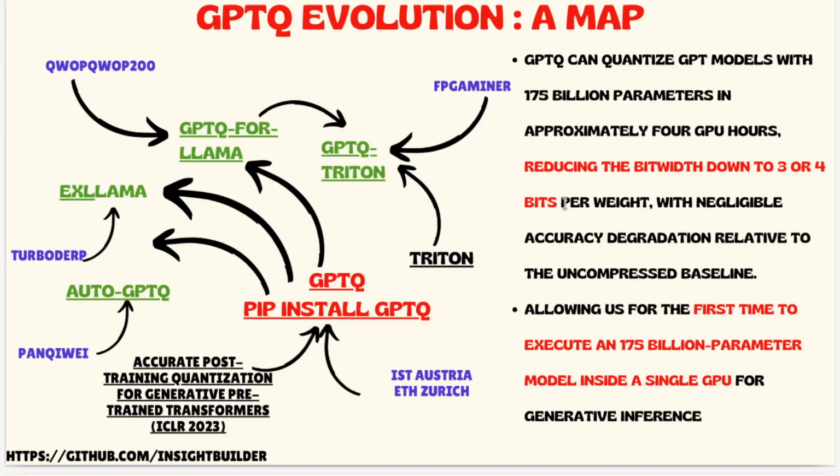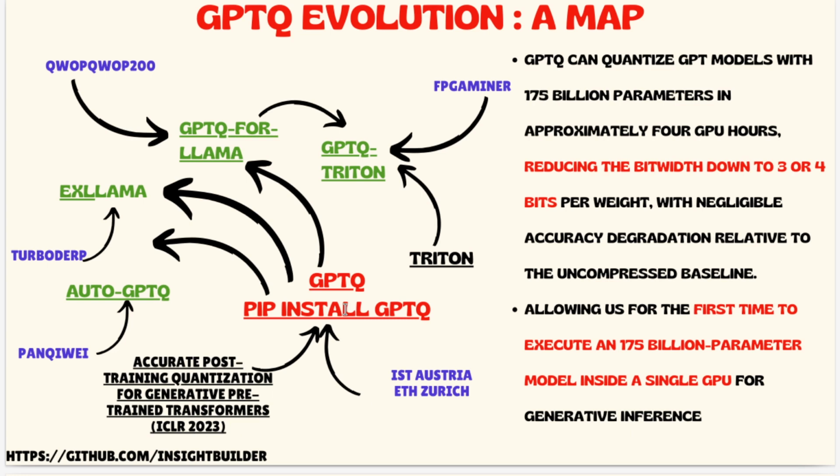So this is the GPTQ evolution. It all started with the IST Austria and ETH Zurich teams. They came up with the GPTQ algorithm, and this presentation will be shared with you over the GitHub repo, so you can take a look at all these things at your comfort. All of this will have its own links. You can click and go to the respective GitHub repos or to the documentation. So this is the paper that was written by the IST Austria and ETH Zurich team, and they introduced GPTQ in an ICLR 2023 paper.